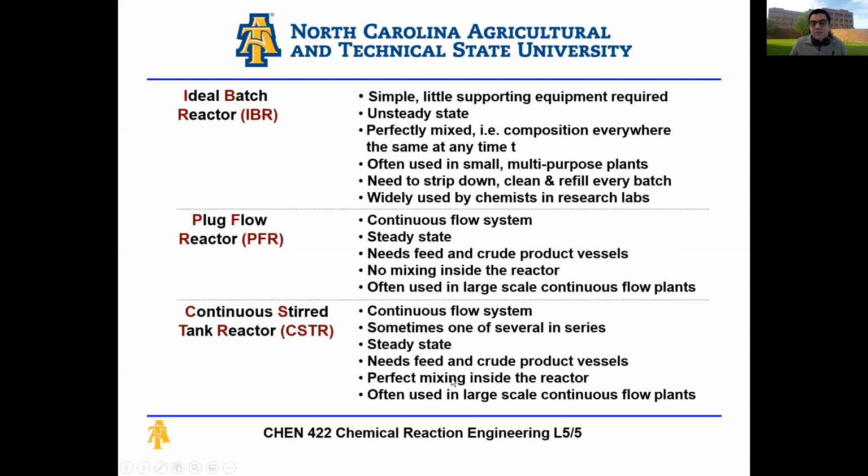For this case, for a CSTR, we assume there's perfect mixing. This is implied because of the stirred tank, and it's often used in large-scale continuous flow plants. Okay, so these are the different bullets or the different main points for each of these reactors. So how do we design, or how do we get a performance equation for any of these reactors?